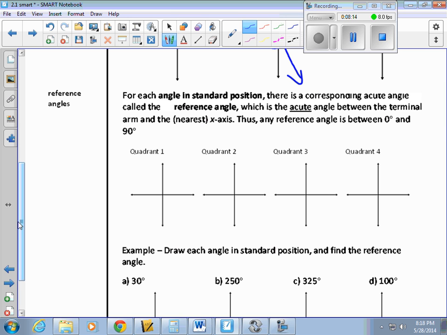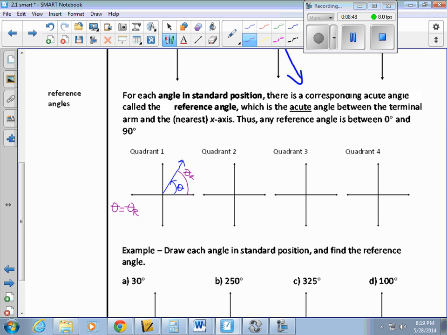So an angle in quadrant 1, if this is my angle theta, whoops, that shouldn't be a Q, it should be a theta. My reference angle then would be just that angle. So my reference angle would be the same, they would equal each other. So in quadrant 1, your angle is the same as your reference angle.